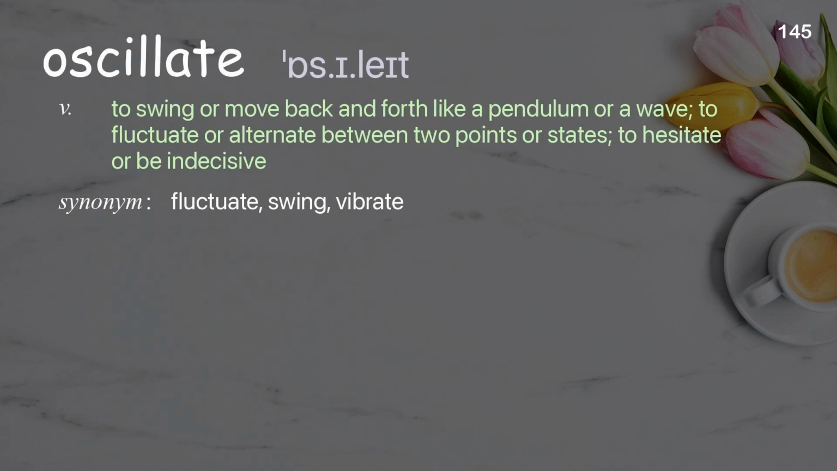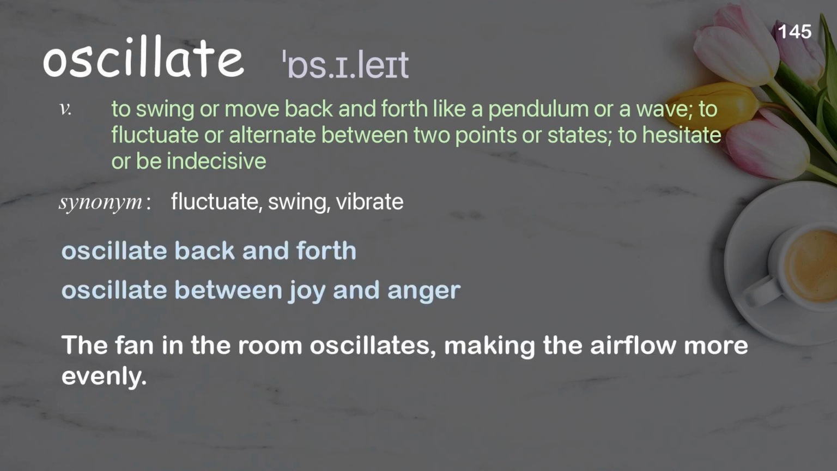Oscillate. To swing or move back and forth like a pendulum or a wave, to fluctuate or alternate between 2 points or states, to hesitate or be indecisive. Examples: Oscillate back and forth. Oscillate between joy and anger. The fan in the room oscillates, making the airflow more even.